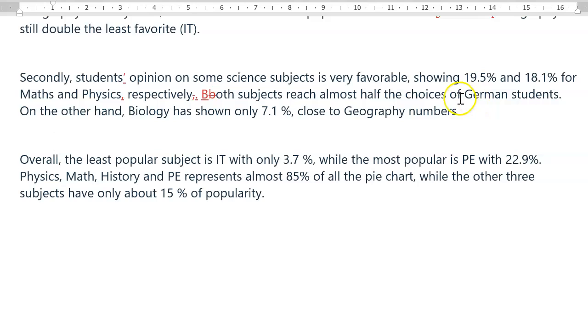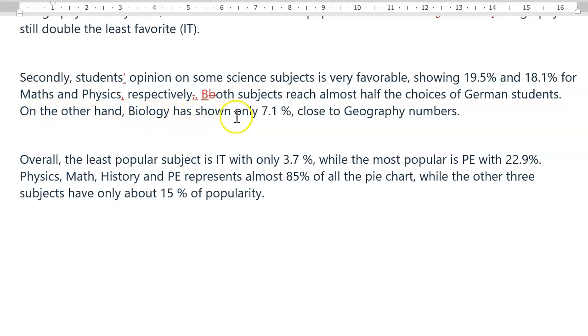Both subjects reach almost half the choices of German students. I'm not sure what you mean. They represent half in popularity. I'm not sure that I understand what you mean. Okay. This first sentence is rather clear.